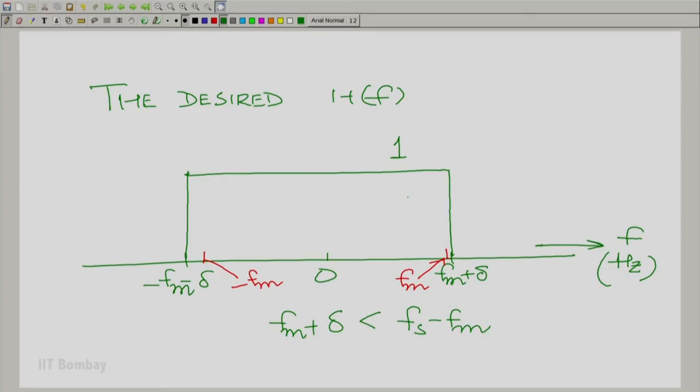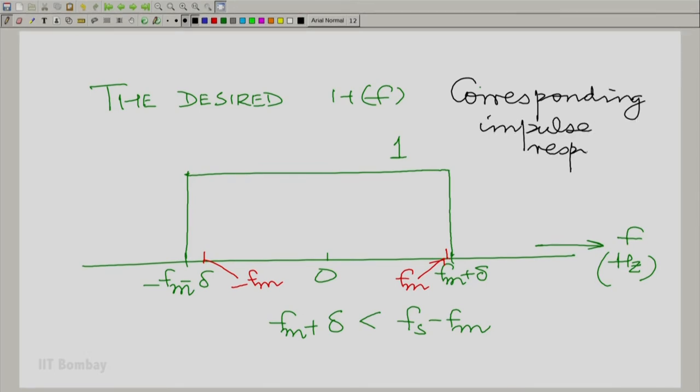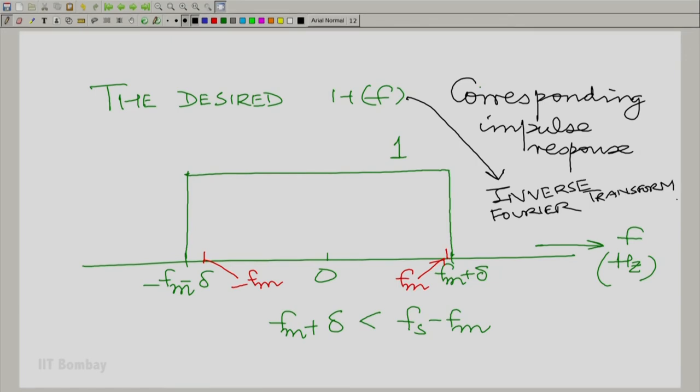Let us go back to that frequency response that we drew, the desired H(f) as we called it. Let us go back and see what it looked like. This is what it looked like. Let us find out the corresponding impulse response. The corresponding impulse response can be found by taking the inverse Fourier transform. Let me work out the inverse Fourier transform of this. Let us do that little bit of work, it is very important.